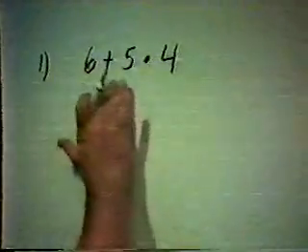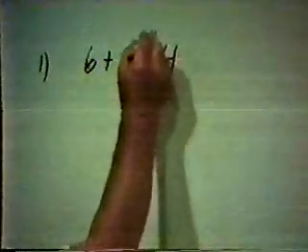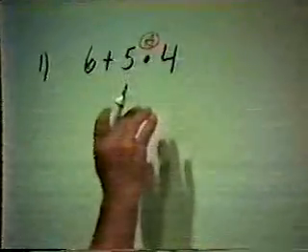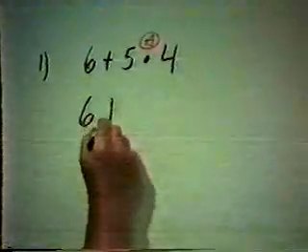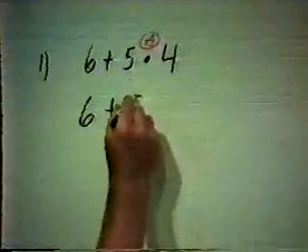So you read 6 plus, and right there is a multiplication. Now I must do that multiplication before I can do the addition. So if you're the computer sitting here, the computer in the next step would say that I have 6 plus 5 times 4, which would be 20.